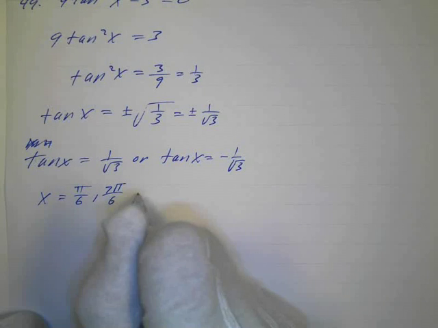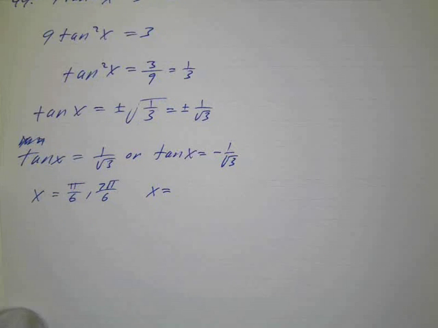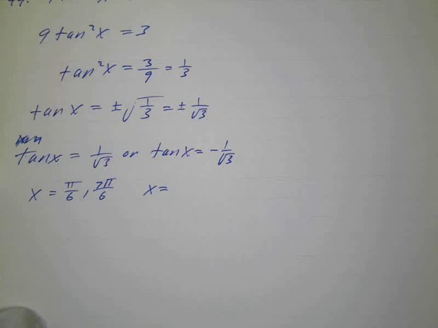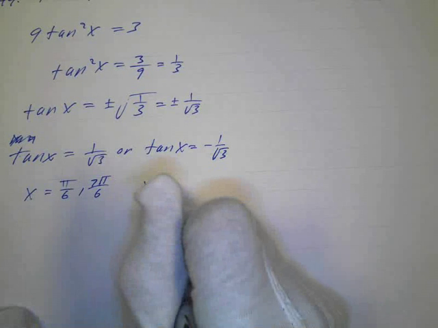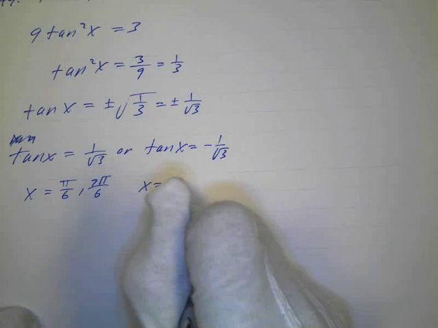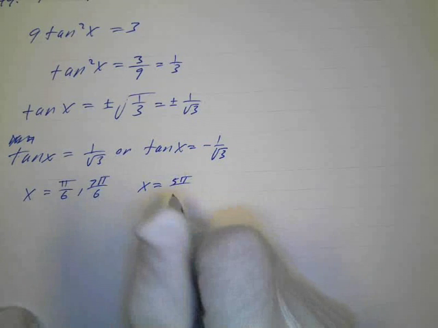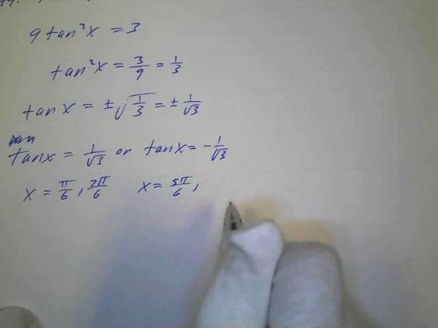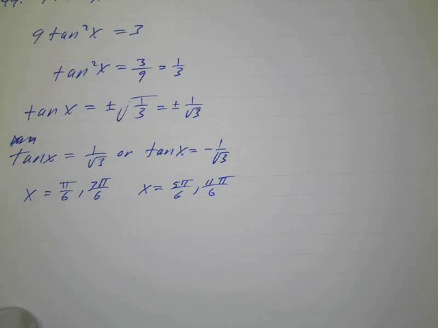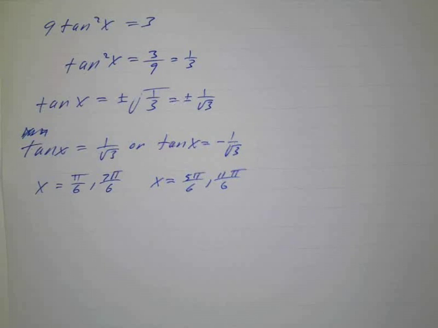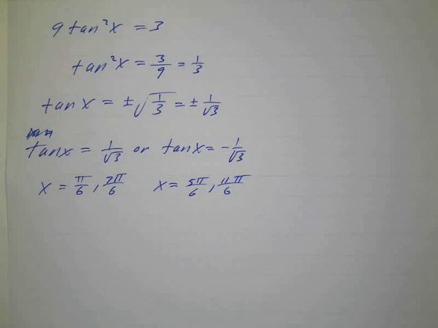And then we know over here, x equals negative, just when the tangent is negative, that's going to be the second and the fourth quadrant. So that's going to be good old 5 pi over 6. That gets us in the second quadrant, and the fourth quadrant is 11 pi over 6. So those are your 4 possibilities. Okay? So basically pi over 6, 5 pi over 6, 7 pi over 6, 11 pi over 6. So that covers everything. Okay?